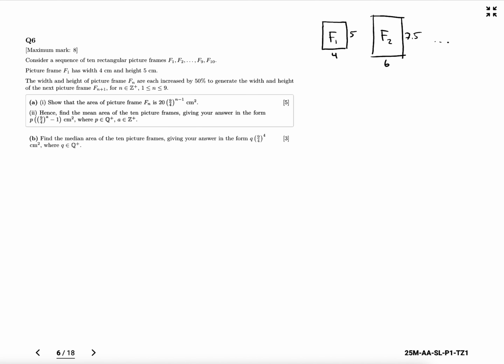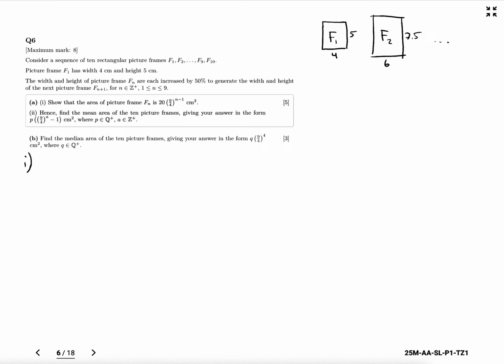Right, question 6. And this one looks a bit scary at first sight, so let's just do it step by step. So we have 10 rectangular picture frames, F1 to F10, and F1 has width 4 centimeters and height 5 centimeters, like I've drawn here. And after that, we increase the width by 50% to get the next width, and the height by 50% to get the next height. And I've drawn F2 here, and you could also continue, but I think this is enough for now.